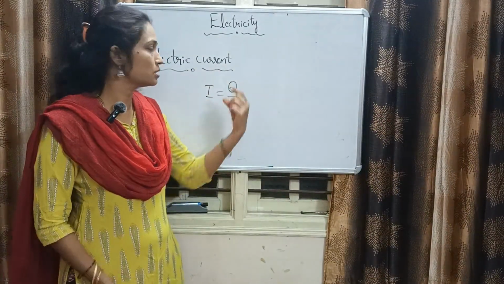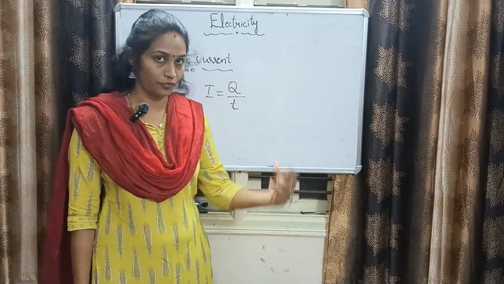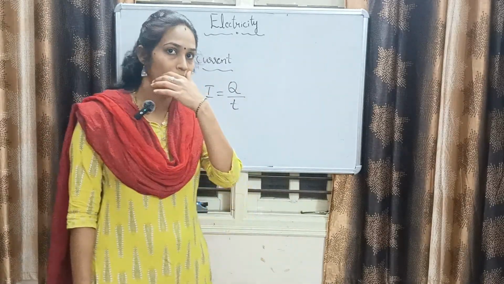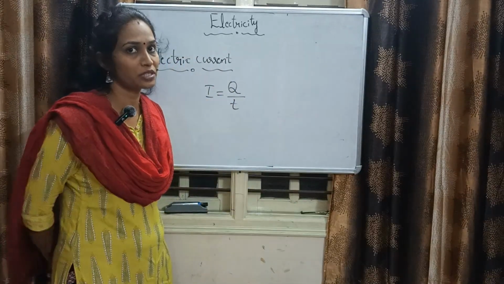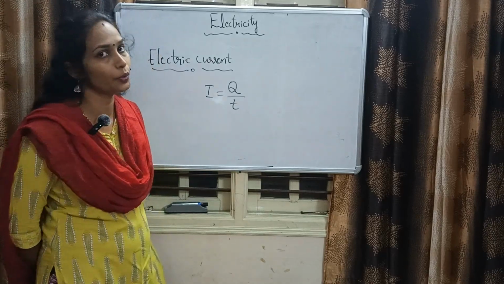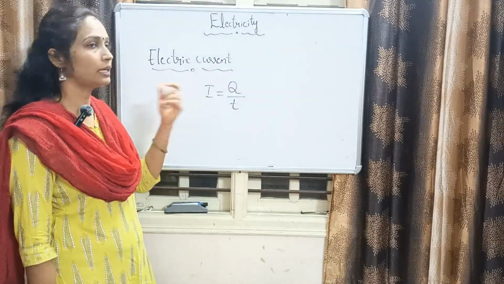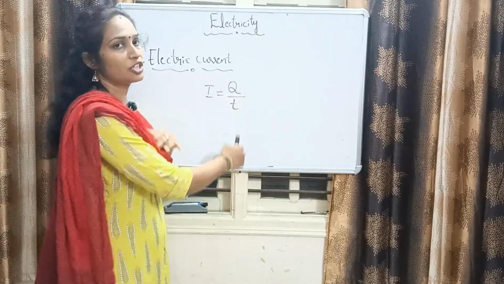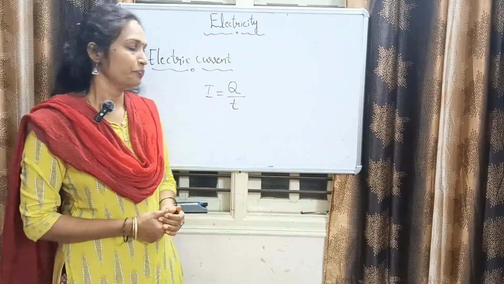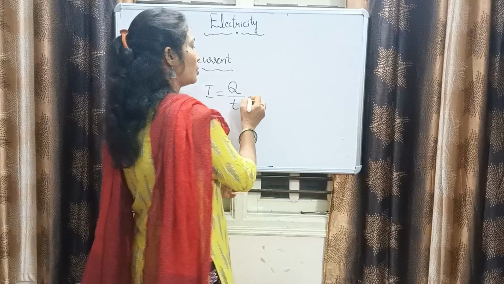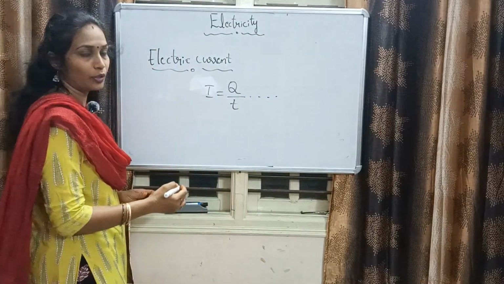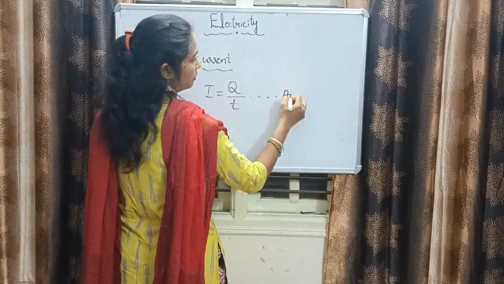What is electric current? The rate of flow of charges is called electric current. It is represented by the formula I = Q/T, where I is the electric current, Q is the charge, and T is the time. Its SI unit is called the ampere.